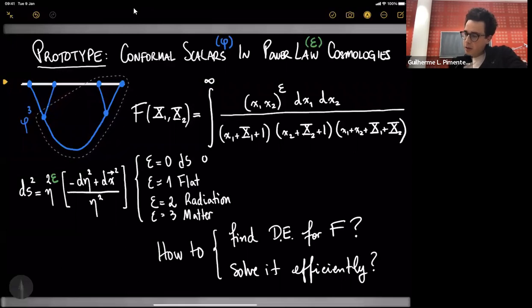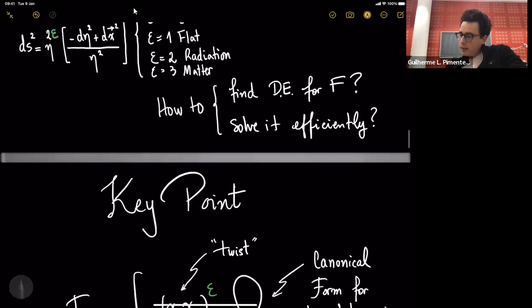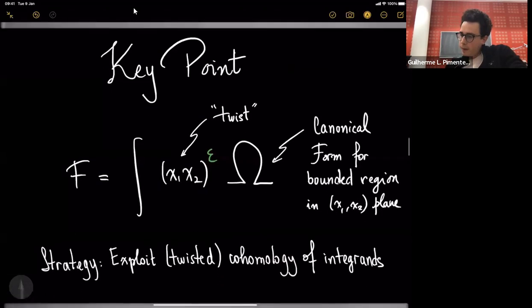This is a function of the external kinematical data, and you'd like to bootstrap it or solve for its dynamics. So two questions: how do I find a differential equation for this function f, and how do I solve it efficiently? At least in this toy model, I'd like to be able to answer this question. And now here's the key observation.